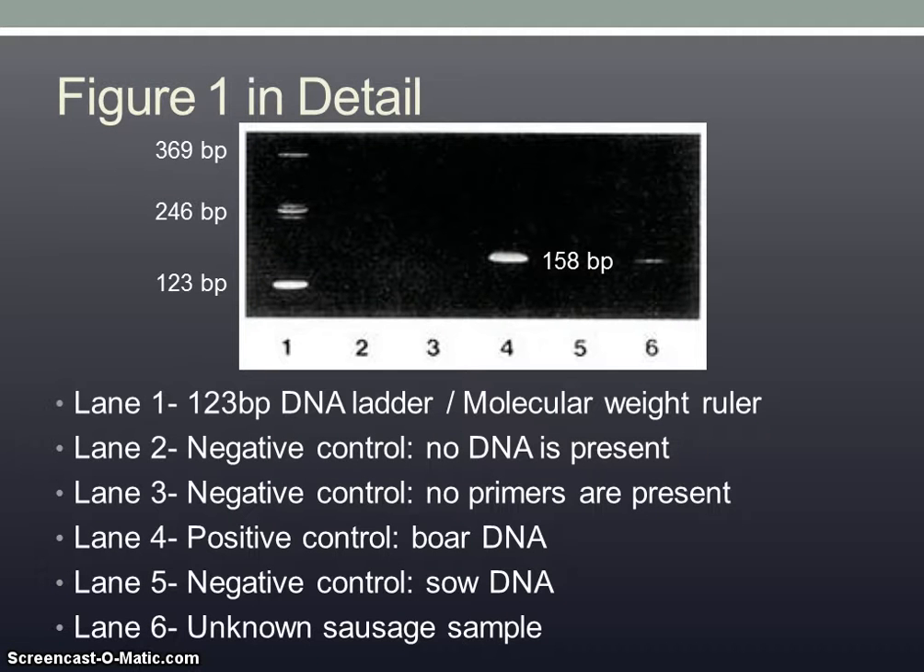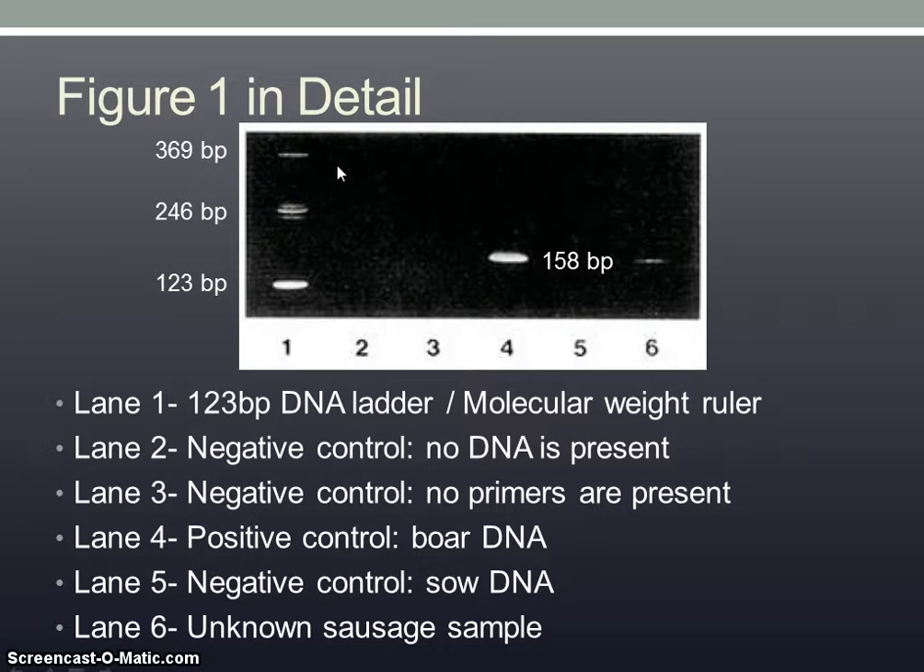So first of all, let's go over figure 1 in greater detail and determine what is present in each lane. In lane 1, we have our 123 base pair DNA ladder, which can also be called a molecular weight ruler. We can use it as a reference in order to determine the size of our controls and unknowns. As we can see, a band has formed at 123 base pairs, 246 base pairs, and 369 base pairs.